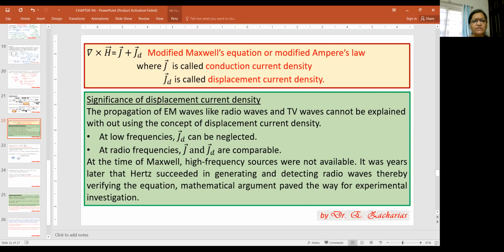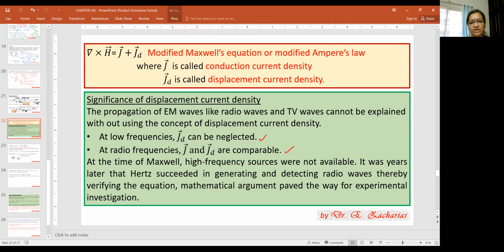And one thing to remember is that at low frequency, the displacement current density can be neglected, whereas at high frequency it becomes appreciable and cannot be neglected, at radio frequencies or at frequencies where your communication systems work. In those frequencies, this displacement current density becomes very significant, and J and JD become comparable.